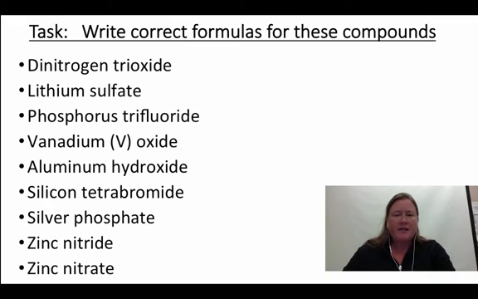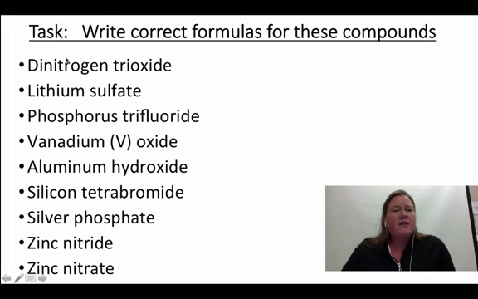Okay, I'm back. I did some setting changes on my pen, and I hope that this works a little bit better. Here we have a list of names of compounds. And again, when we're naming or when we're writing formulas for compounds, a good strategy is to identify which of the names involve prefixes.